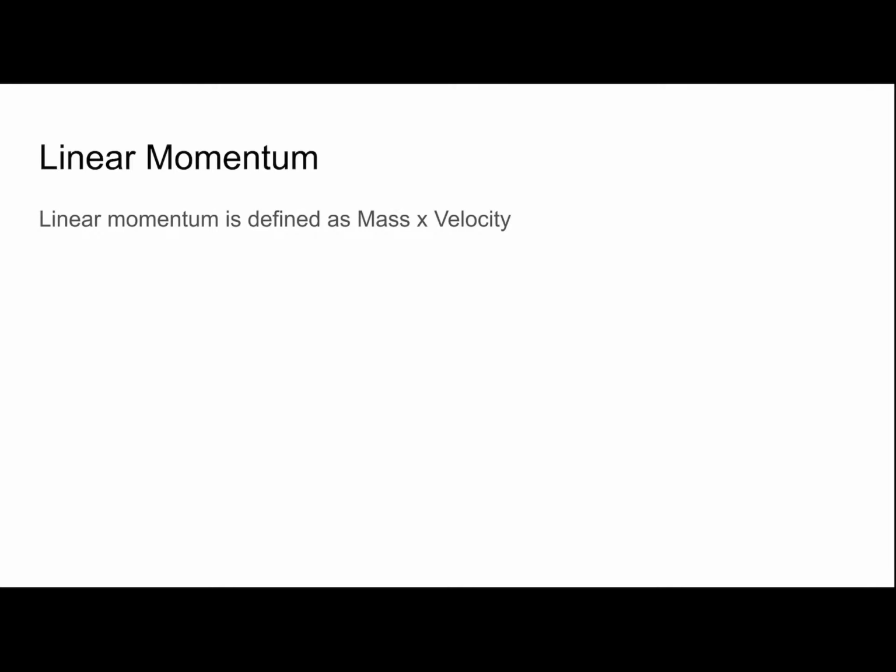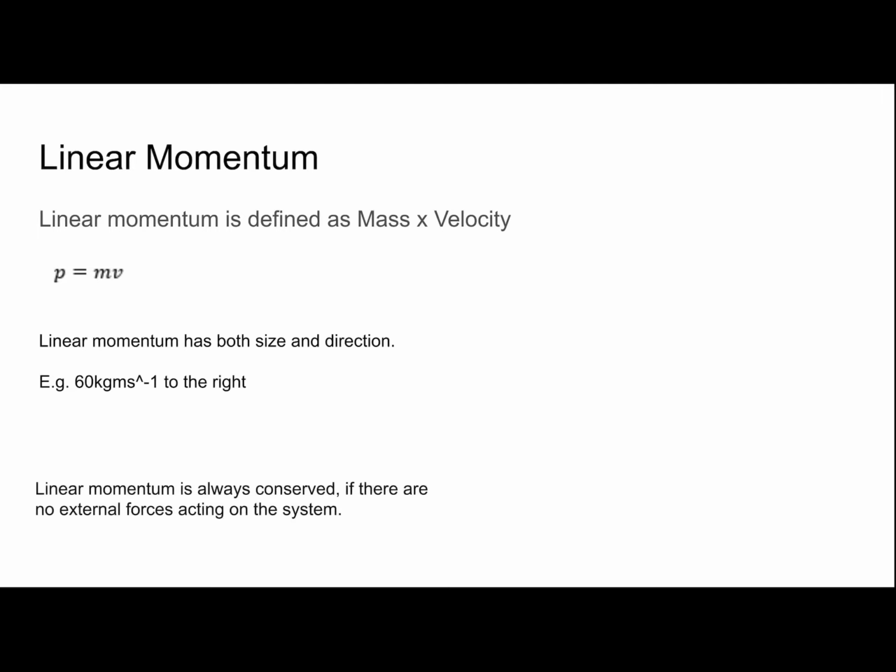Alright, so linear momentum is defined as the mass times the velocity of an object. So that's p equals mv. Any object that is moving, which has mass, will have a momentum. Linear momentum has both size and direction. For example, that could be 60 kilogram meters per second, which is the unit for momentum. So 60 kilogram meters per second to the right: the magnitude would be 60, and the direction would be to the right.